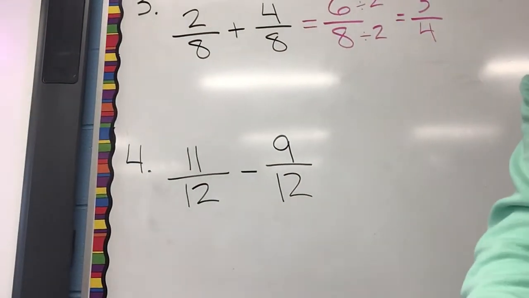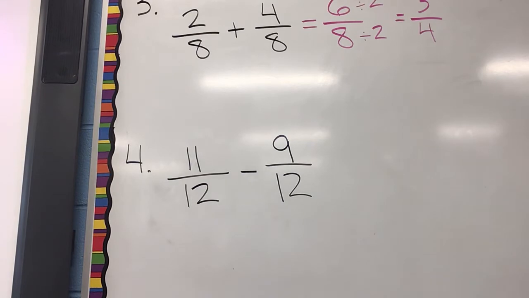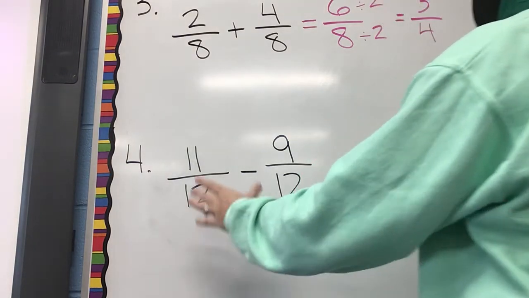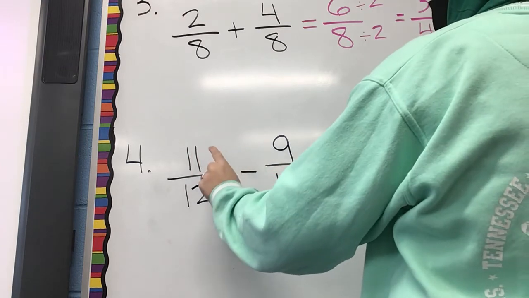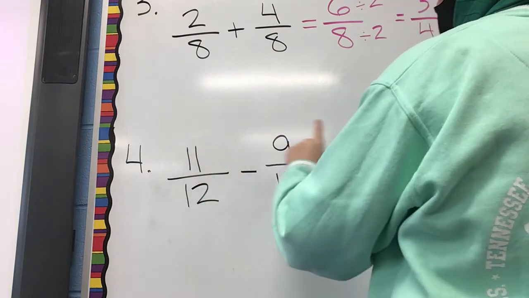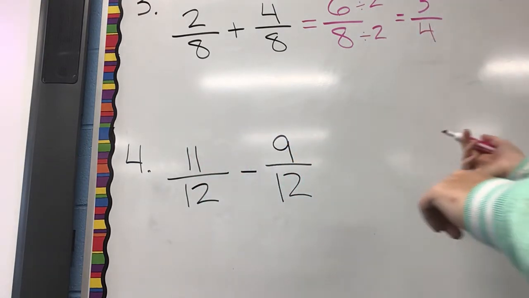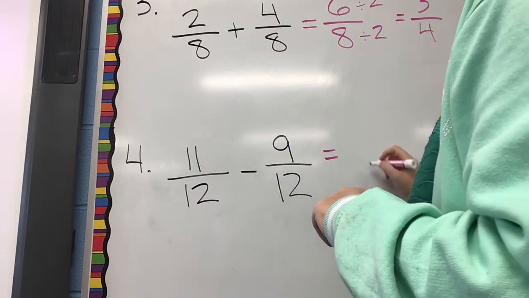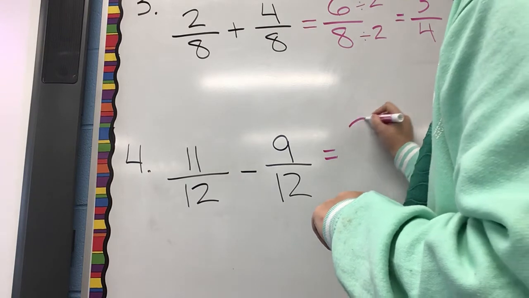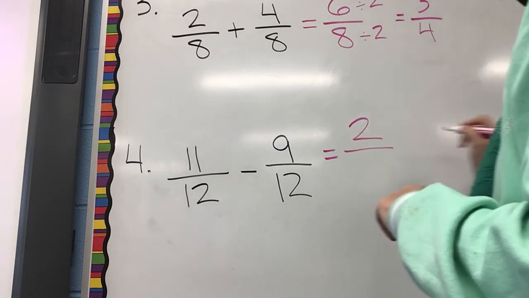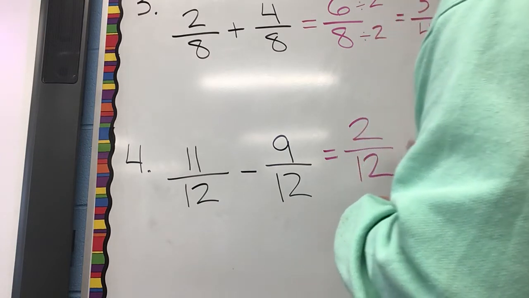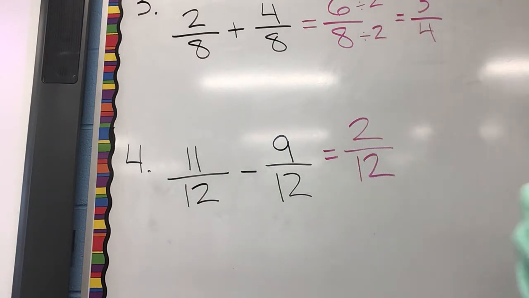All right, come back over here. Number 4, I have 11 twelfths minus 9 twelfths. Do I have like denominators? Yes. All right, my numerators, I subtract my numerators. 11 minus 9. 3. Wait, no. Ladies and gentlemen, 11 minus 9. 2. My denominator stays the same. I want you to try and simplify that one.